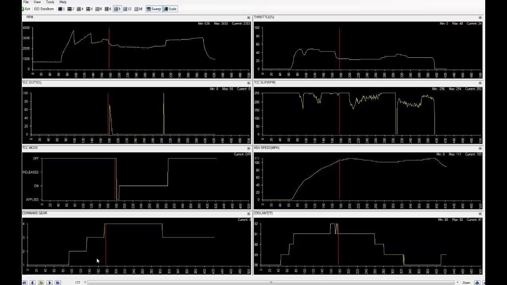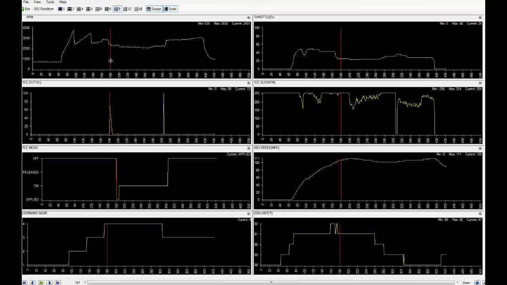Now we have the 3-4 shift right here, and you see immediately after it shifts, it's not as clean of a shift as the 1-2 and 2-3. That is not unusual. It's kind of a sloppy shift on the 4060E, the 3-4. The clutches are probably a little burnt anyway under the channel plate, but it almost always looks like that on a 4060E.